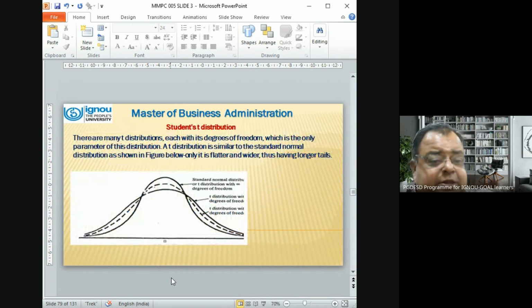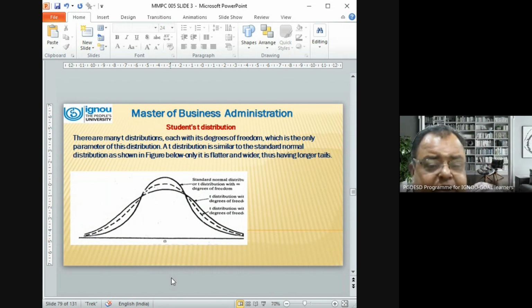There are many T distributions, each with its degrees of freedom, which is the only parameter of this distribution. A T distribution is similar to the standard normal distribution shown in the figure below, only it is flatter and wider, thus having a long tail. You can see that there are three bell-shaped figures. Two are solid, and the middle one is dotted. So what does that mean?